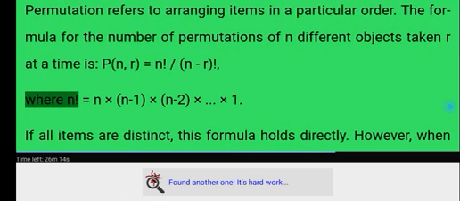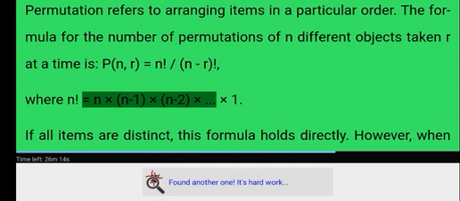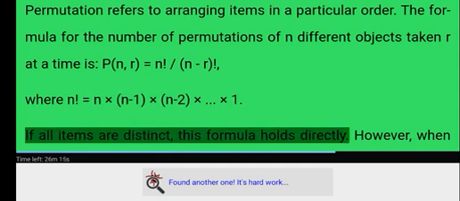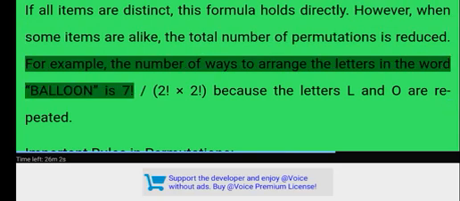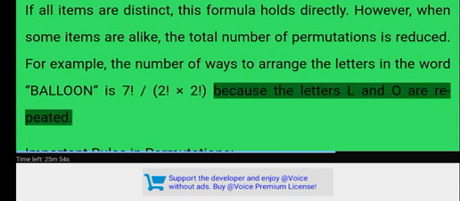If all items are distinct, this formula holds directly. However, when some items are alike, the total number of permutations is reduced. For example, the number of ways to arrange the letters in the word BALLOON is 7 factorial divided by 2 factorial times 2 factorial, because the letters L and O are repeated.